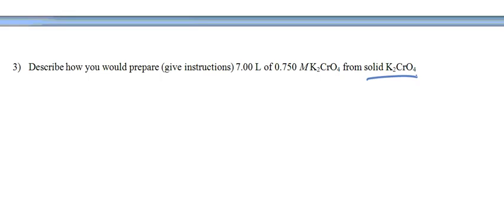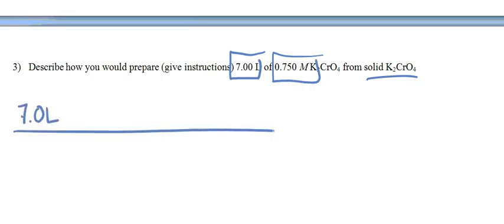However, since we're not looking for 1 liter of this, we're looking for 7 liters, we get to do some further calculations. Now, what's really important here, and this is a great strategy, if you're ever given a volume and a molarity, and I think we talked about this in the last lecture, that if you're given a volume and something that is associated with that volume, you always start with the volume. So in this case, we know the volume and the molarity. Therefore, you have to start with the volume. So I'm going to start off with 7 liters because that's what I want to make.